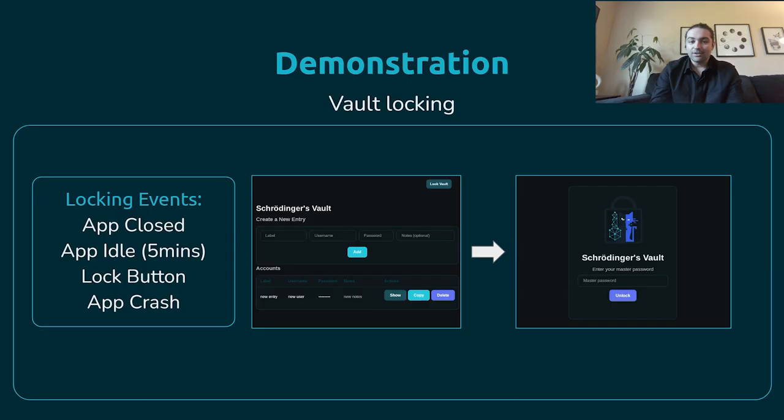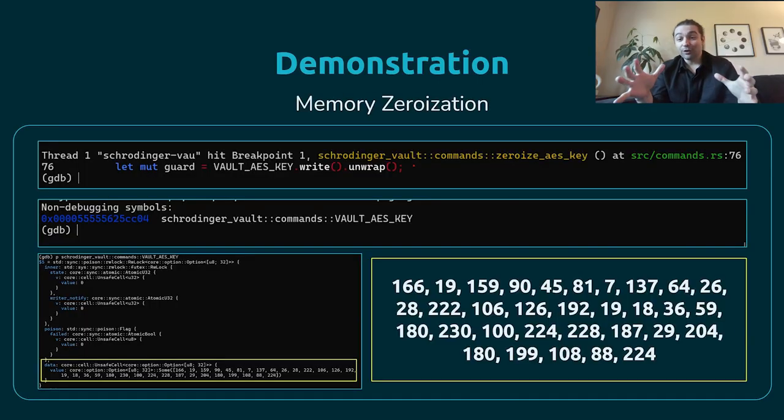The vault locking process occurs when the application is closed by the user, when the user leaves the application idle for 5 minutes, when the lock vault button is pressed, and in the event of a crash. Once the vault is locked, the memory containing the AES vault key is zeroized.